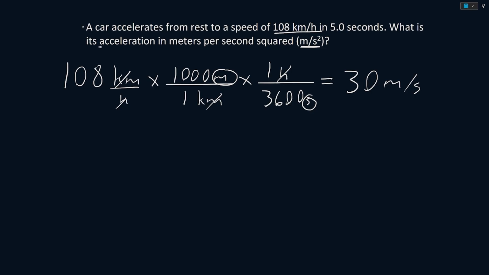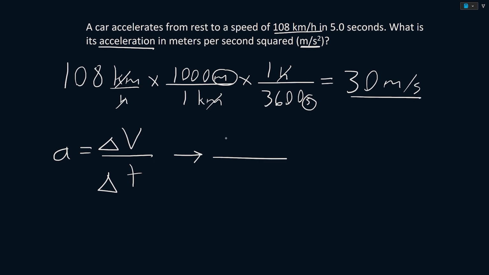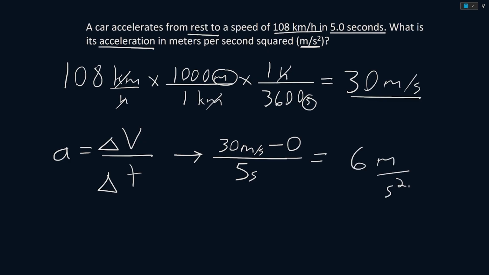Now we can calculate our acceleration. To do this, we'll use the equation of acceleration is equal to the change in velocity over the change in time. Plugging this in, our final velocity was 30 meters per second, and our initial velocity was 0 as we started from a rest. Our change in time is 5 seconds. Solving this, we get that our acceleration is equal to 6 meters per second squared.